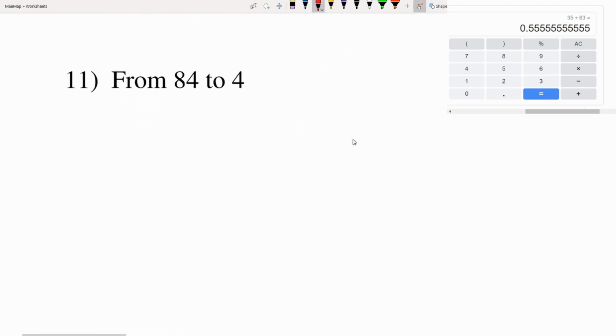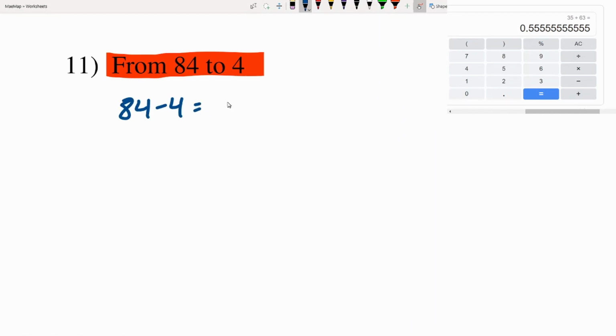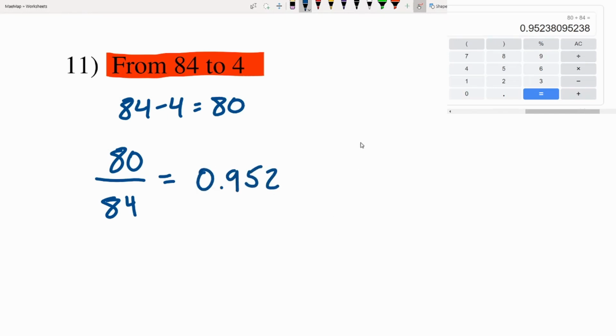In number 11, from 84 to 4, that number is dropping. So that's a decrease. Finding the change, 84 minus 4, we have a change of 80 units. So taking that change and writing it over the original, so that change divided by our original amount, 80 over 84, is going to be 0.952. So this is a 95.2% decrease.